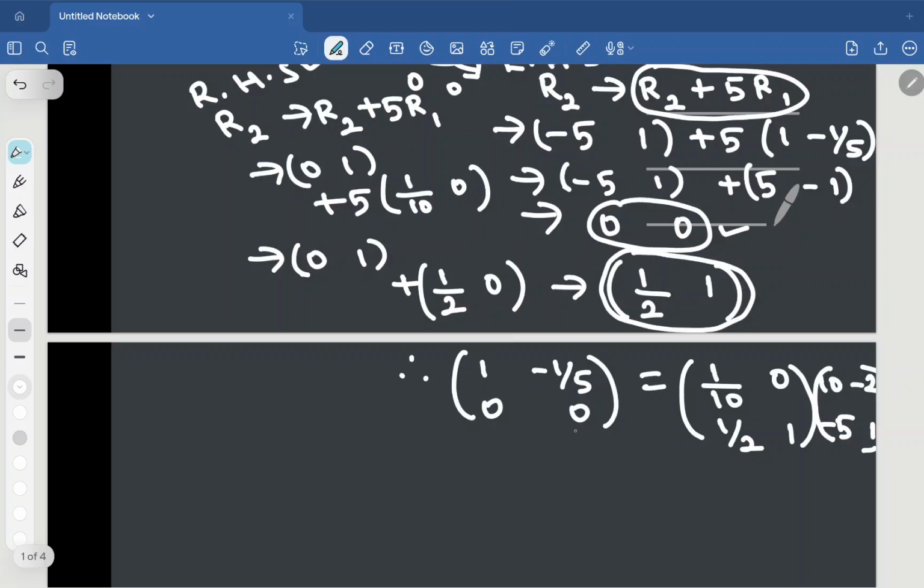See, here we are getting 0, but here it must have 1, because the identity matrix is 1 0 0 1. Here it is not possible to get 1. Therefore, for this matrix P, P inverse does not exist.